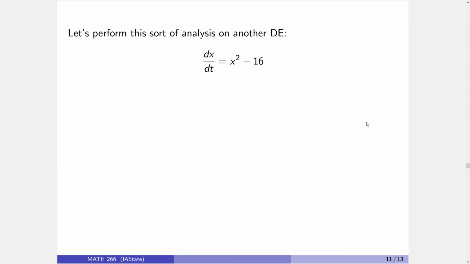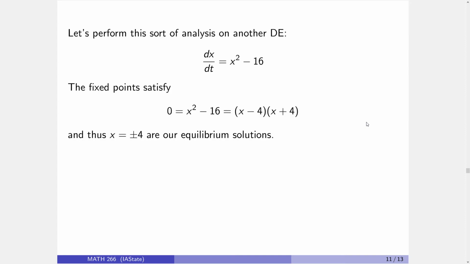So let's do this analysis again on another DE. One that we don't know what the answer is to immediately. And let's use the knowledge we just gained to tell you long-term what a solution to this is going to do. Okay, so first of all, we'll get the fixed points. Alright, well, obviously, x squared minus 16 factors out nicely, so plus 4 and minus 4 are the equilibrium solutions.